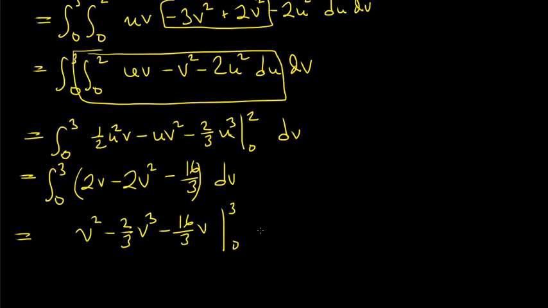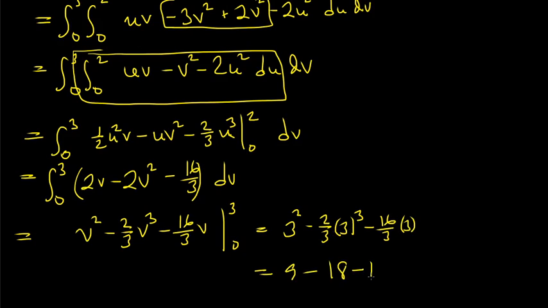And now just plug in the 0 and the 3, right? So when you plug in 0, you get 0. So this is 3 squared minus 2/3 3 cubed minus 16 over 3 times 3. So 9 minus 18 minus 16. So negative 9 minus 16, I'm thinking negative 25. Right.